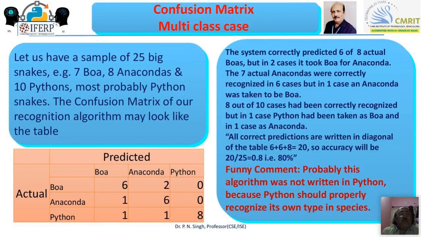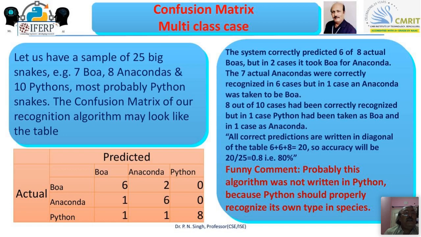I have taken one example here, because it is Python, no? So for that, I have taken the example of species. The 25 biggest snakes are there: 7 boas, 8 anacondas and 10 pythons. Most probably python is next. The confusion matrix of our recognition algorithm may look like this. You can say you have taken the multivariate case, not only two classes: boa, anaconda, and python.